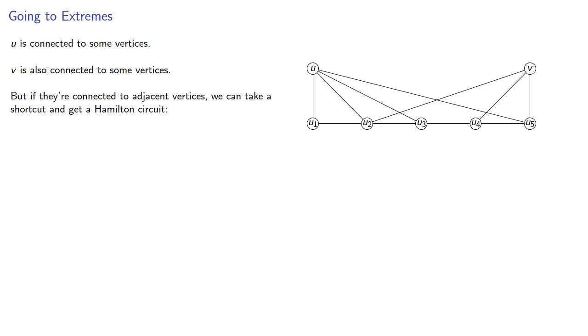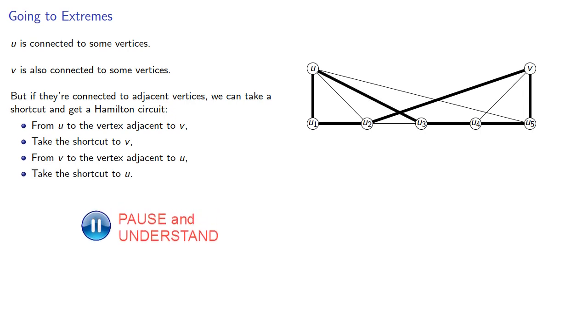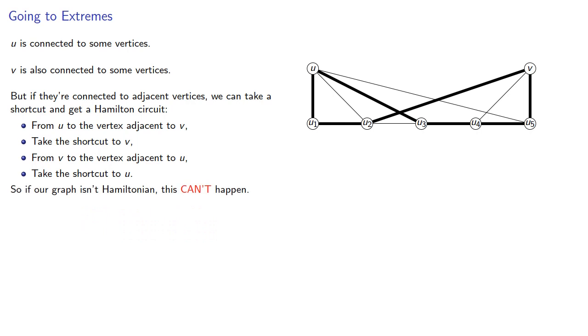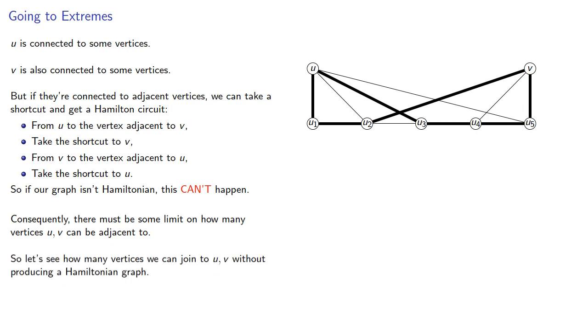So if the vertices are connected to adjacent vertices, we can get a Hamilton circuit from U to the vertex adjacent to V, the shortcut to V, from V to the vertex adjacent to U, then take the shortcut to U. So if our graph isn't Hamiltonian, this can't happen. Consequently, there must be some limit on how many vertices U and V can be adjacent to. So let's see how many vertices we can join to U and V without producing a Hamiltonian graph.